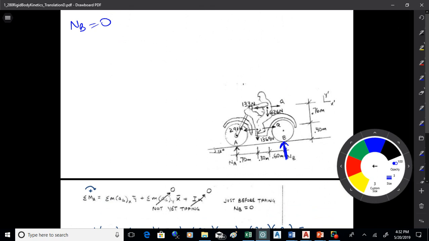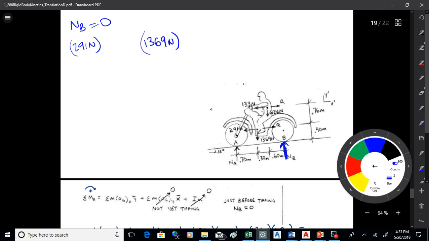So what you're going to do is just basically a statics deal, where you're going to have those 3 forces there, or 4 forces. So you're going to have the 291 newtons. You're going to have the 1369 newtons. You're going to have the 133 newtons. And then you're going to have the 626 newtons. So what you need there are moment arms on these and signs.